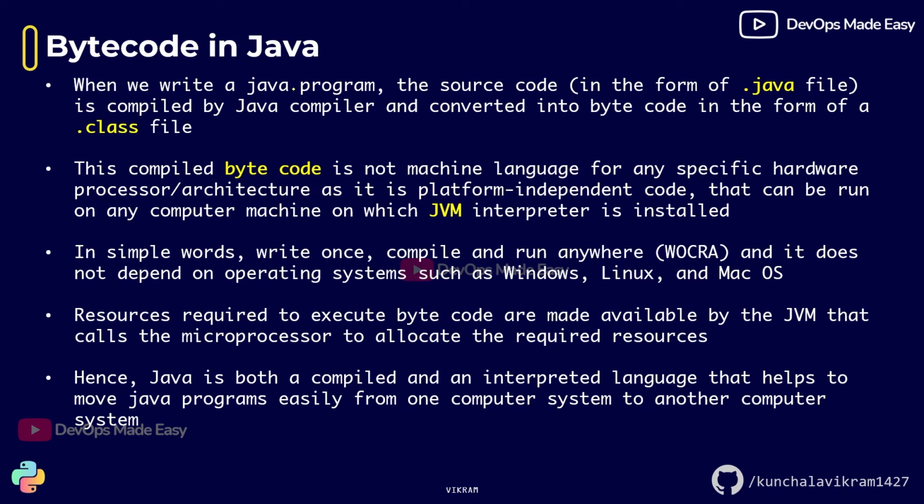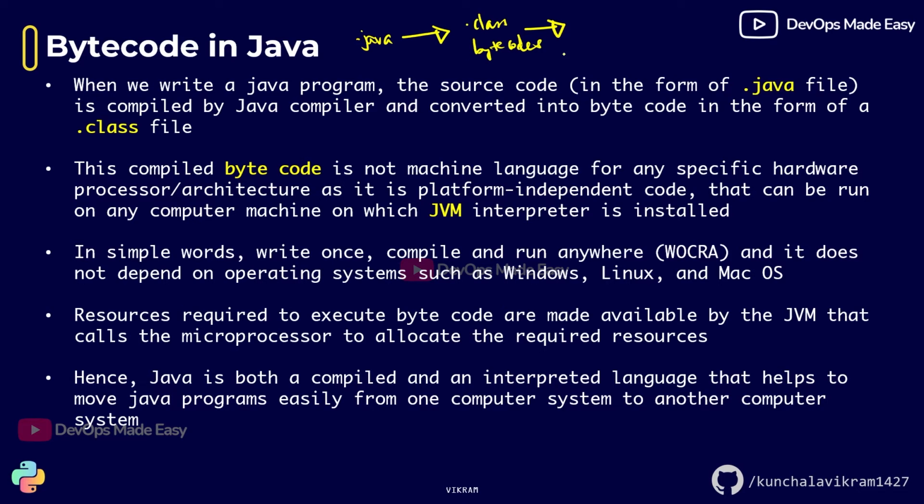Now let's understand bytecode in Java a bit. When we write a Java program, which will be in the .java files, these files are first compiled into .class files, which are basically bytecodes. These bytecodes cannot be directly understood by your machine because this is platform independent code. It is not meant to run on a specific platform, so you cannot directly run it on any platform.